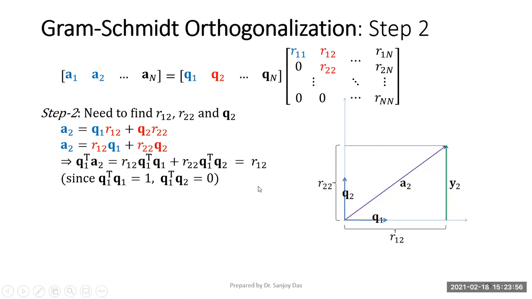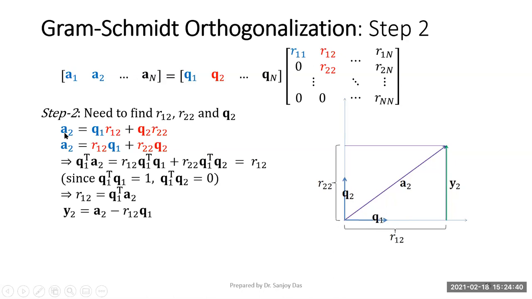Okay, so now let's see. Since I got R12 and Q1, I know this whole vector, right? And what remains is this Y2 here. So R12 is Q1 transpose A2. I obtained Y2 equals A2 minus R12 Q1. If I remove from A2 the projection of this length R12, this is R12 Q1. If I remove it from A2, I'll get this vector here, right, which is Y2.